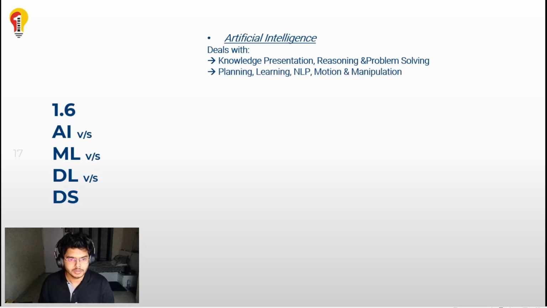It also deals with planning, learning, natural language processing, motion, and manipulation. All the things we talked about: planning, picking up that object, learning about the environment, natural language processing, where it understands human speech and text, and motion and manipulation. Okay, clear. It also deals with social and general intelligence as a whole, not the general AI, it's just general intelligence.